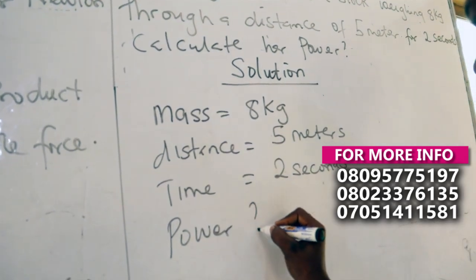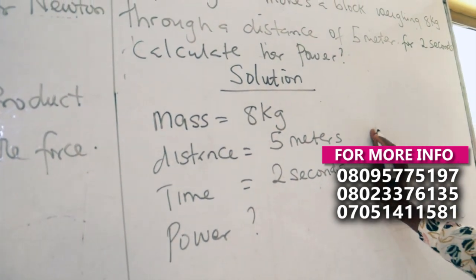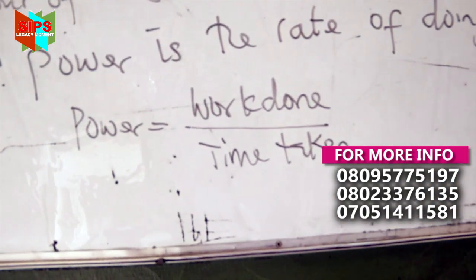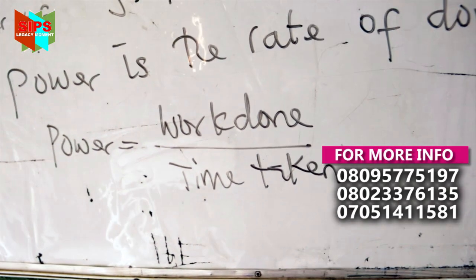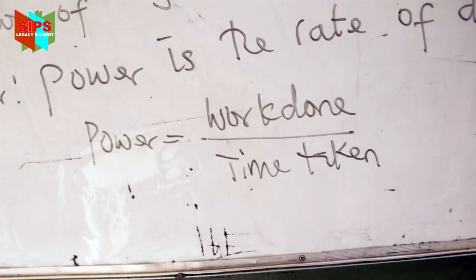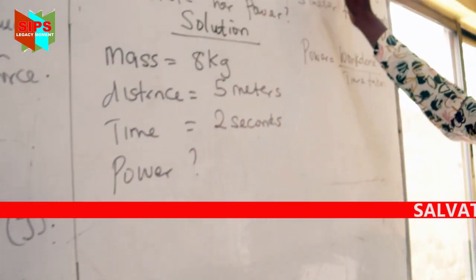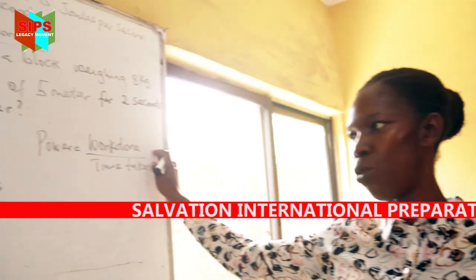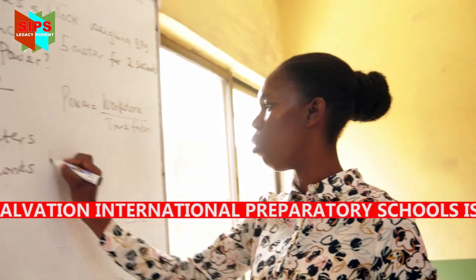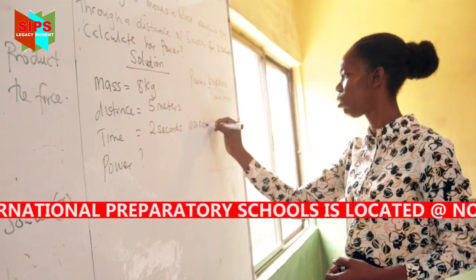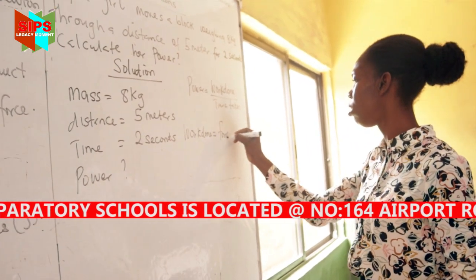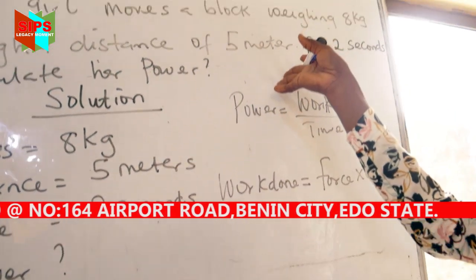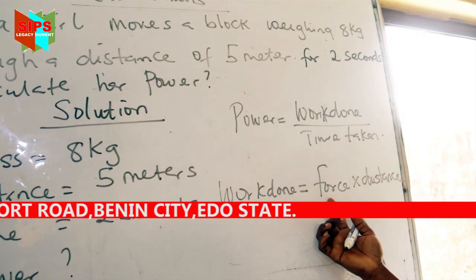Power is unknown. Now, from the formula, we know that power is simply work done over time taken. But the quantities given to us, they didn't give us work done. So we have to calculate for work done. Work done is force times distance. Again, force was not given in the question, so we'll have to look for force.